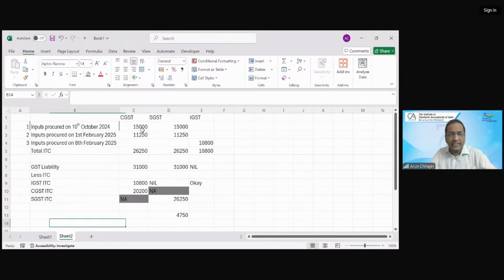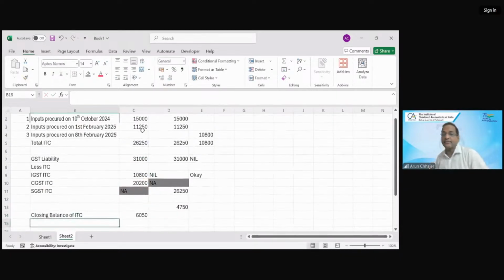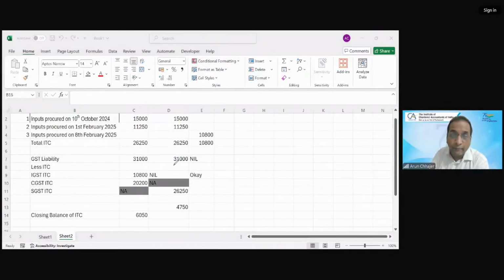And what is the closing balance of ITC of CGST? Can I say 6,050? Meaning thereby, the answer is correct, no problem, but it is not the appropriate way. It is not better utilization of ITC. Better utilization of ITC. Why?